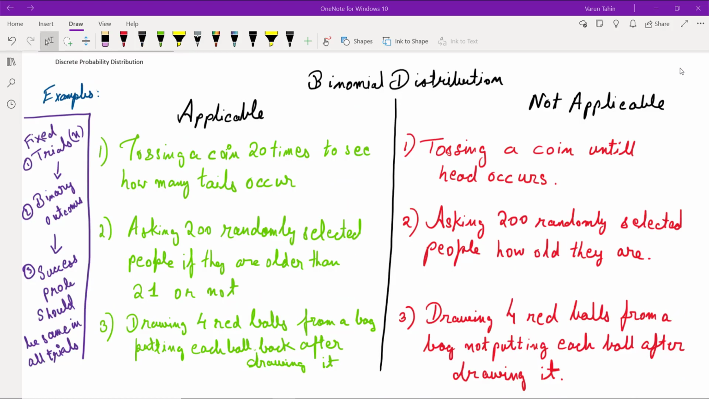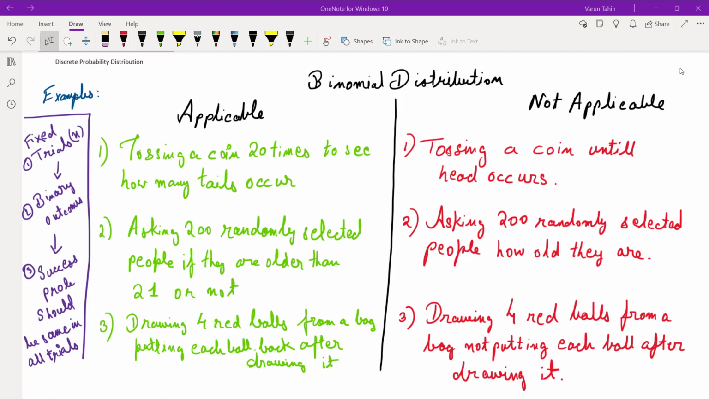Now we will see some examples where binomial distribution is applicable and differentiate them from some scenarios where it is not applicable. So guys, remember, in order for binomial distribution to be applicable, we need to have these 3 conditions met for each problem.